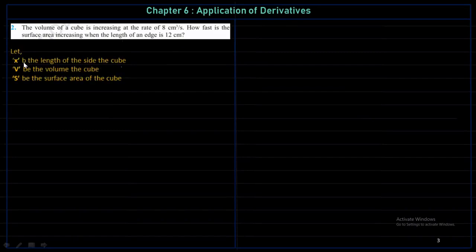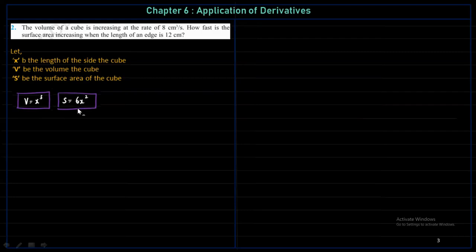So I will start by writing down: let x be the side length of the cube, let V be the volume of the cube, and S be the surface area of the cube, right? Now we know that the volume of the cube is given by x raised to the power of 3. Now what is dV over dt? Okay, or I can start by taking S also.